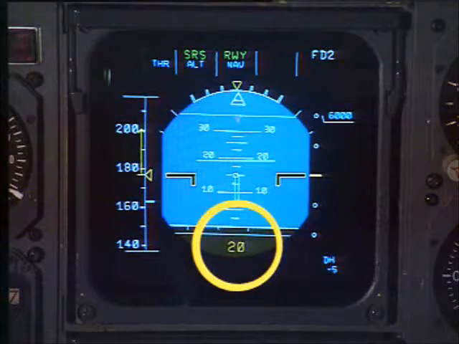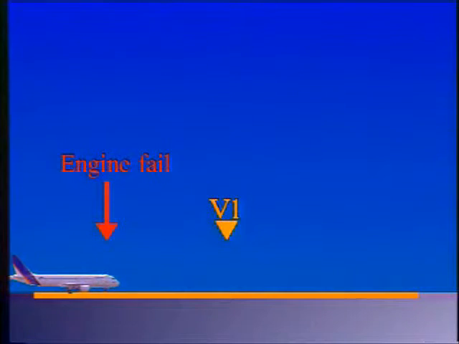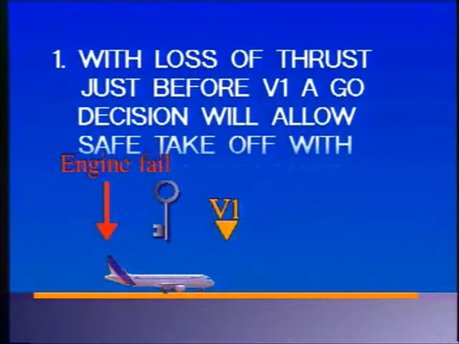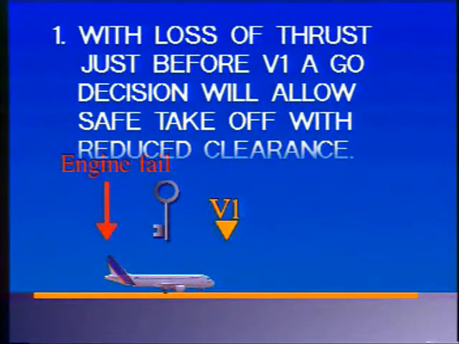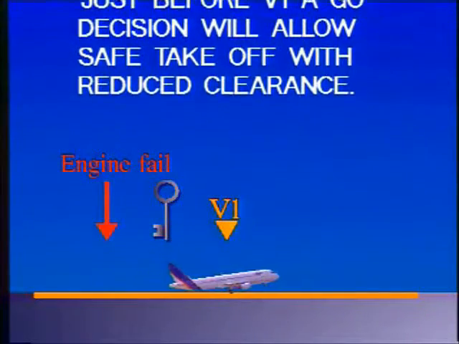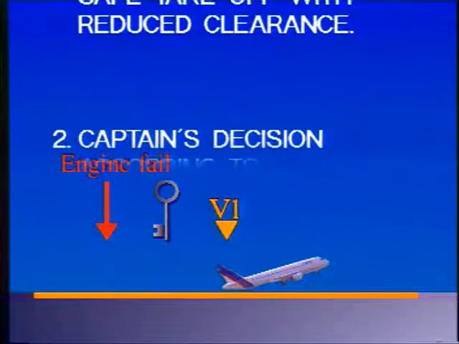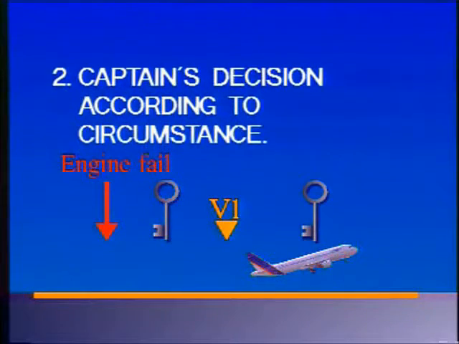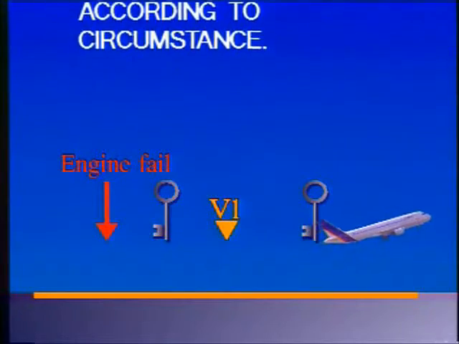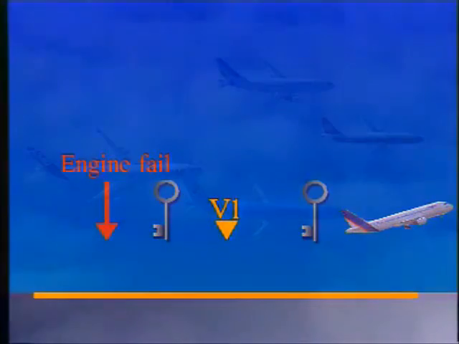We will note the radio altitude as the runway end is passed. Key points. 1. With loss of thrust just before V1, the go decision will allow a safe takeoff with reduced clearance margins. 2. This decision is up to the captain according to circumstances and is not necessarily an Airbus recommendation.